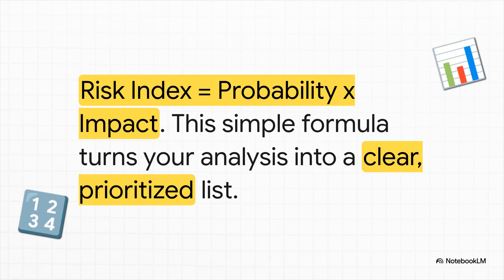The math behind this is super simple, but so powerful. You just multiply the 2 scores. A high probability of 3 times a high impact of 3 gets you a risk score of 9. That's critical. A low probability of 1 times a low impact of 1 is just 1. This little formula is what transforms that messy, long list into a clean, ranked, actionable plan.